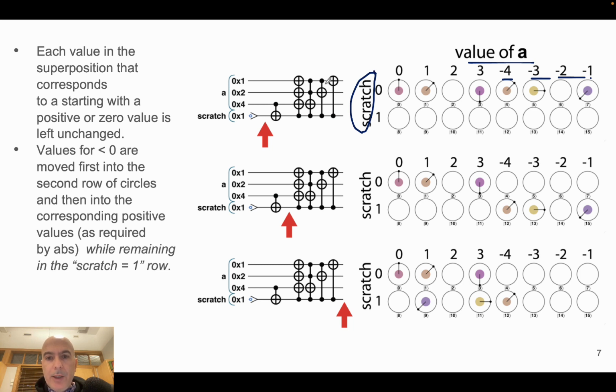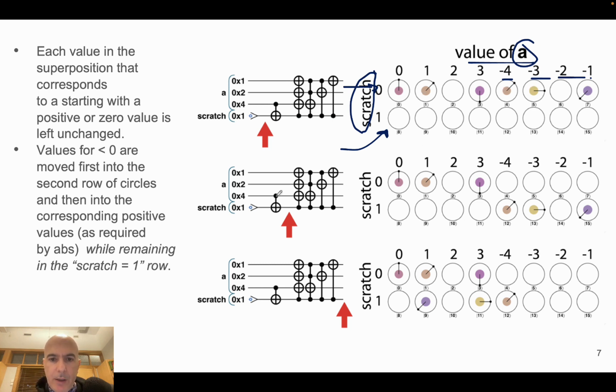At the beginning of our initialization, our circle notation is the following. We have the scratch qubit in the 0 state, so it's here. We have the values of A in an arbitrary state that has been depicted on these slides here. Some circuit is missing that corresponds to preparing this superposition of states, so let's just take an arbitrary case.